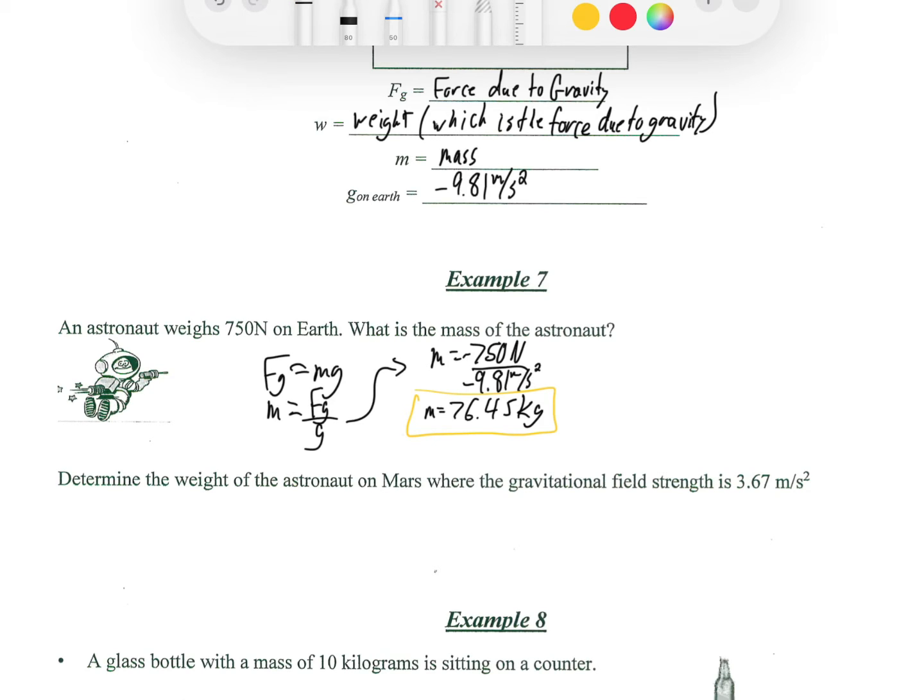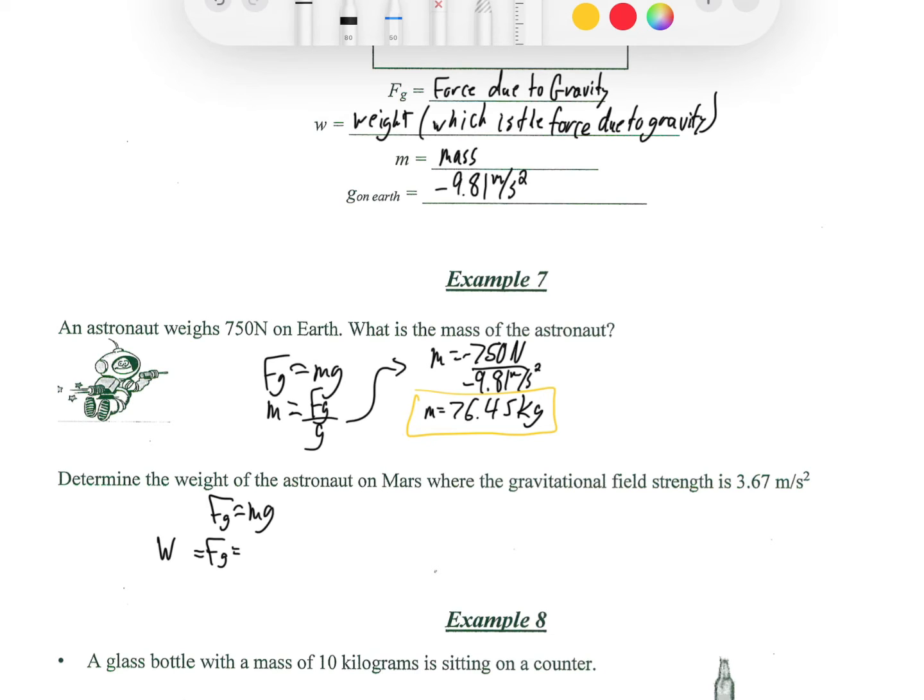Now, let's determine the weight of the astronaut on Mars, where the gravitational field strength is 3.67 meters per second squared. So the first thing we have to remember is that mass is going to stay the same, so we can use that mass from before. Doesn't matter what planet he's on, the mass or the amount of matter that makes him up is going to stay the same. Then we can use our equation, Fg equals mg, force of gravity, which is the same thing as weight, so we can either call it W or Fg.